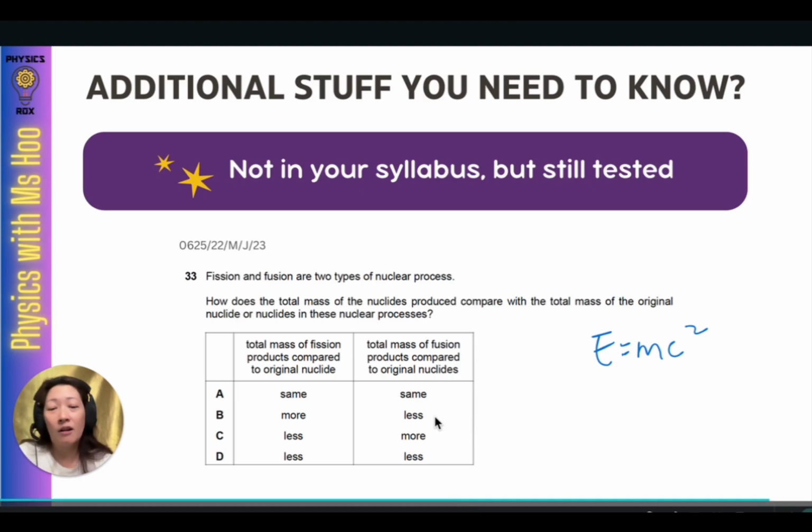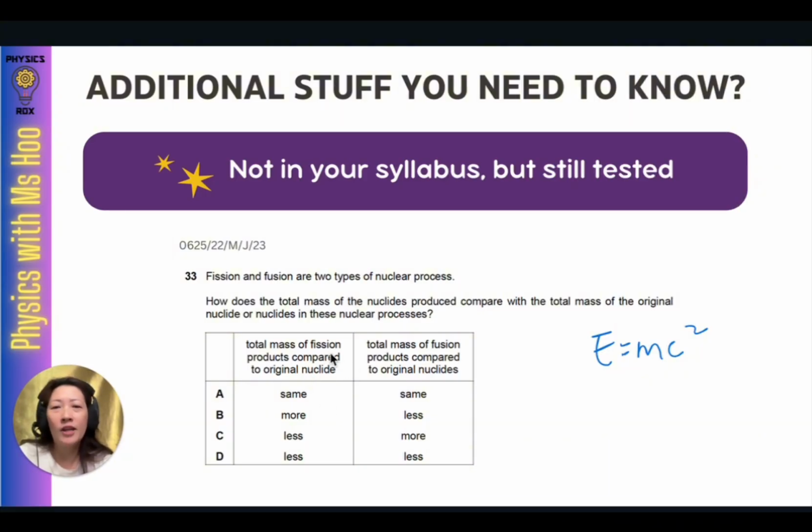So the mistake that a lot of students make is that they think, oh, fission is where it splits, so it becomes less, and fusion combines, therefore it's more. No, that's not what it is. It's asking for the total mass of products, that means before the reaction and after the reaction. In both cases, there'll be a loss in mass. That means the answer for this question is D, where in both fission and fusion, the total mass, not the individual mass of the atom, the total mass of all the products will be less than the total mass of all the reactants of that reaction.